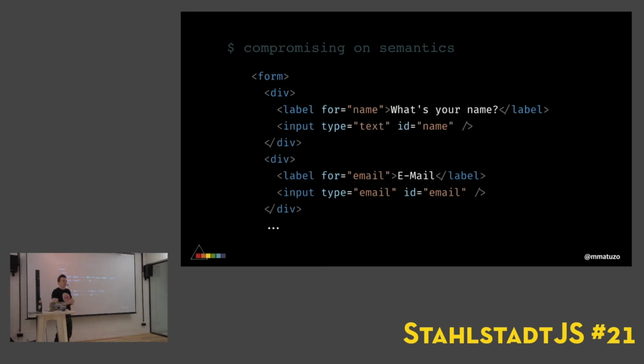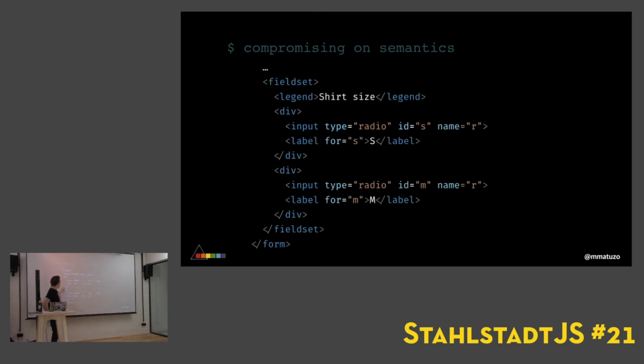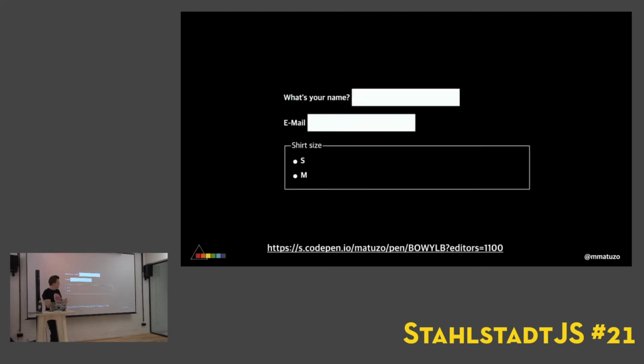Let's say we have a form. In this form I have two divs, and in each div there is a label and an input. One says what's your name and the other one says email. And then I have a field set and a legend, and in the legend it says shirt size, and I have two radio buttons with the label S and M for small and medium. And this is how my form looks. It doesn't look nice, but it's okay.